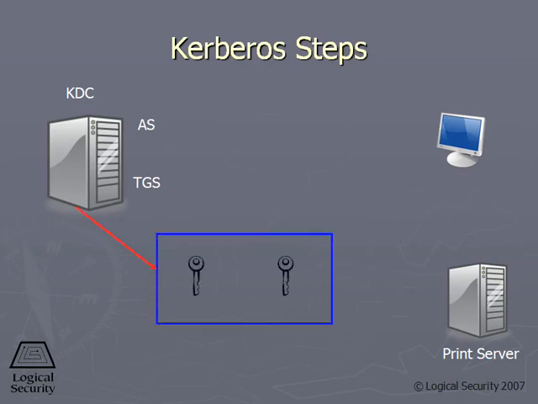Once it's validated my ticket, it's going to create another ticket. Within that ticket, there's going to be 2 session keys, so really 2 instances of the same key. Now, what's the difference between a secret key and a session key?